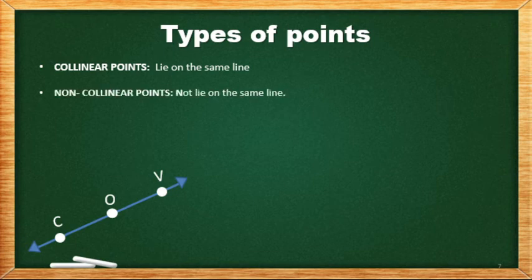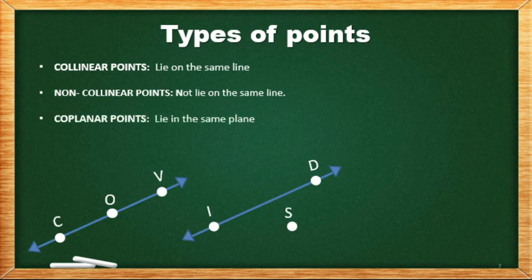Next, non-collinear points do not lie on the same line. So, like yung example natin kanina, but we have another example here. We have line ID but yung point S wala sa line ID. On that line ID, we have point I, point D. And point S, therefore they are non-collinear points.